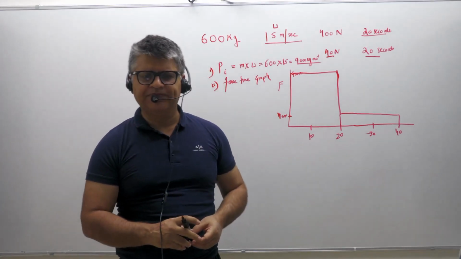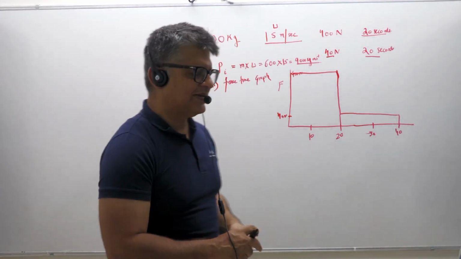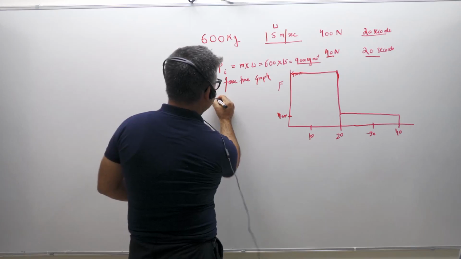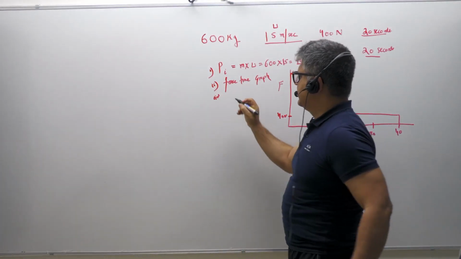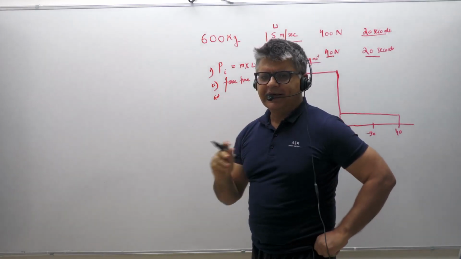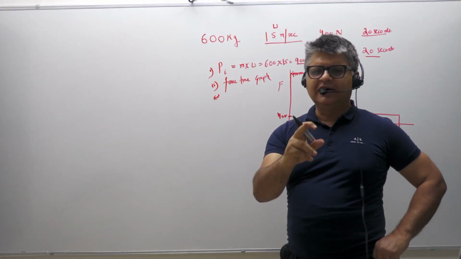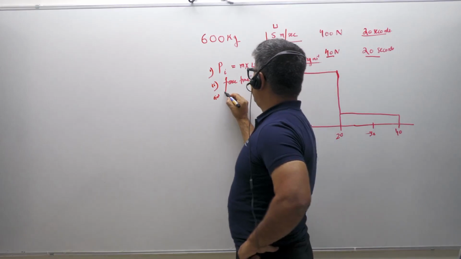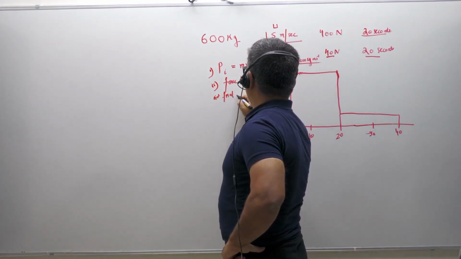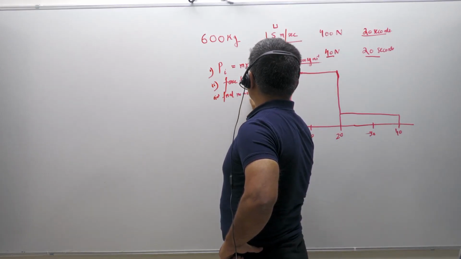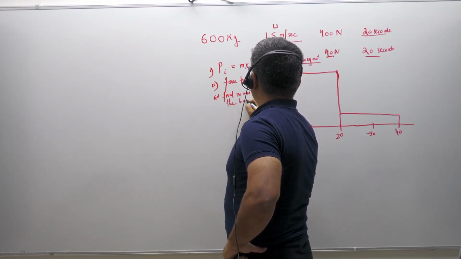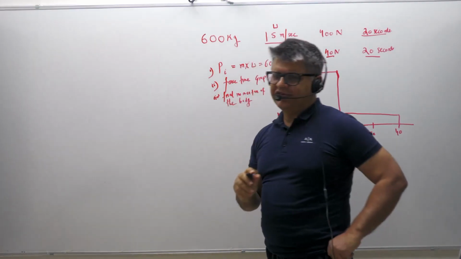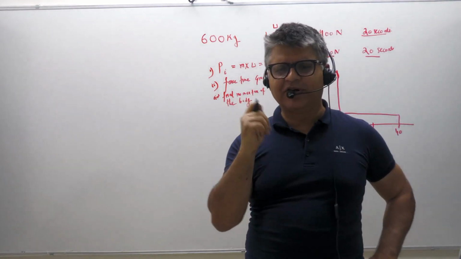So far so good. But now comes the tricky part, right? The tricky part is the third question. Why is it a tricky part? Because now you have to calculate the final momentum of the body. Now, how do you propose to find the final momentum with the help of the given information?